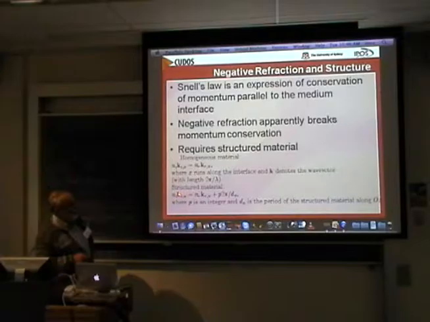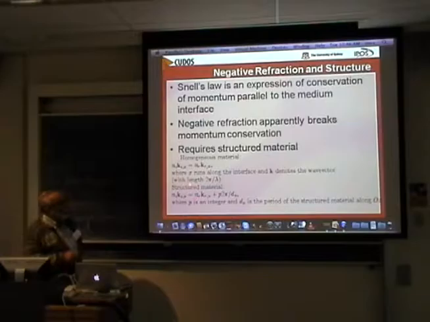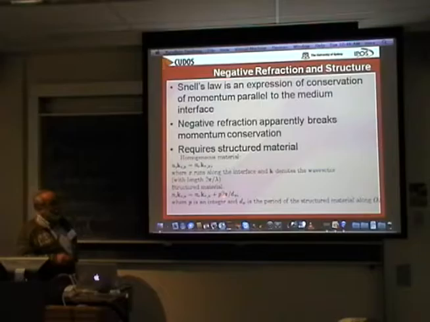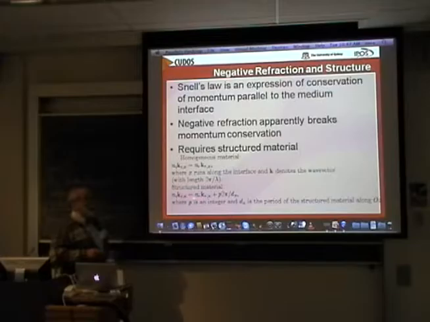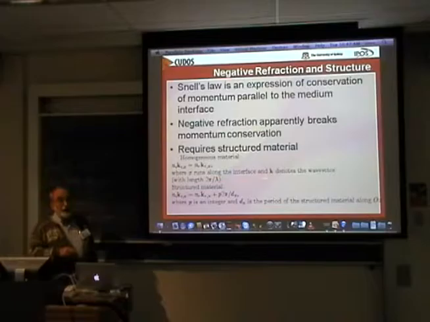Now, what happens in a structured material is that Ni Kix equals Nr Krx is actually replaced by the possibility of having transfer of momentum parallel to the direction of periodicity. So you get a 2 pi on D, where D is the periodicity distance. 2 pi on D gives you the momentum transfer associated with this, and you can take any integer multiple of 2 pi on D, and that gives you momentum transfer. So this structured material is behaving like a diffraction grating, and for those of you who know the diffraction grating equation, this is the diffraction grating equation, where P is the order of diffraction.